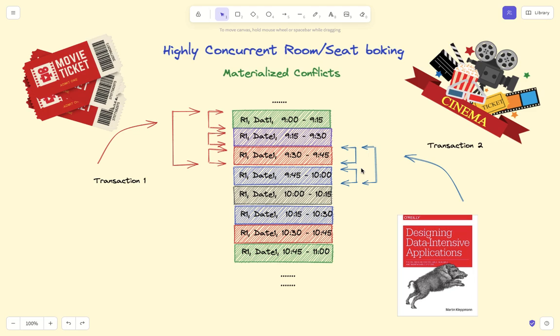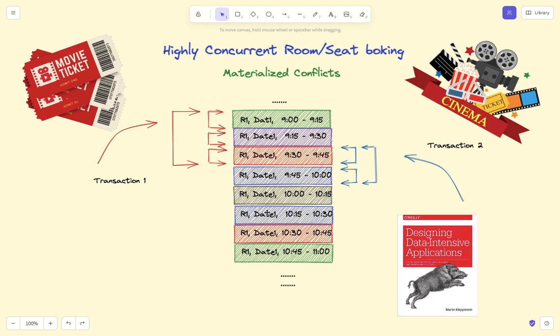That's where the second transaction would fail and it would not be able to book the same room for an overlapping time slot of 15 minutes. Similarly, if transaction 2 had acquired a lock already, transaction 1 should not be able to book the room for the same 15 minutes duration that is overlapping with transaction 2. So that's the way we essentially materialized the conflicts as part of our database model, replicated them as rows, and now all the transactions need to acquire locks on them. So that is the concept of materialized conflicts.